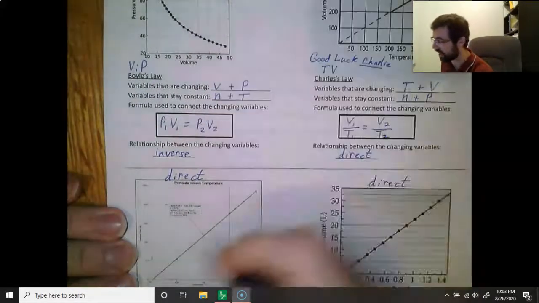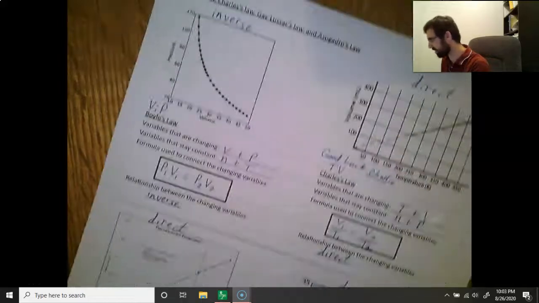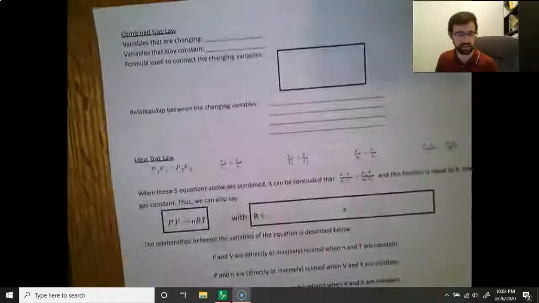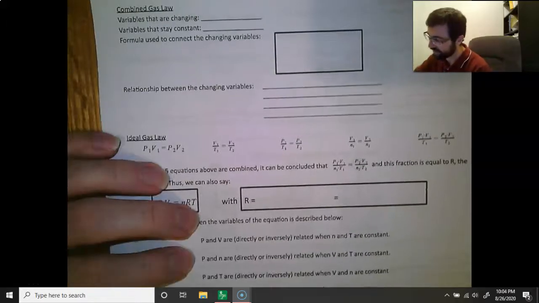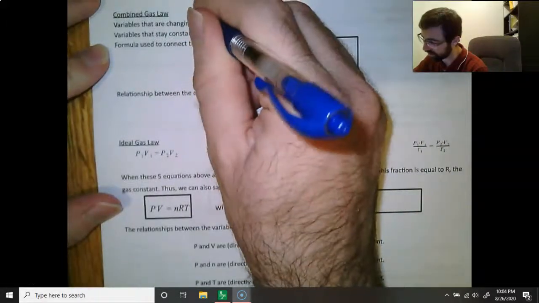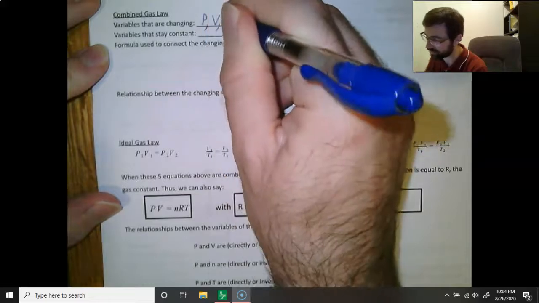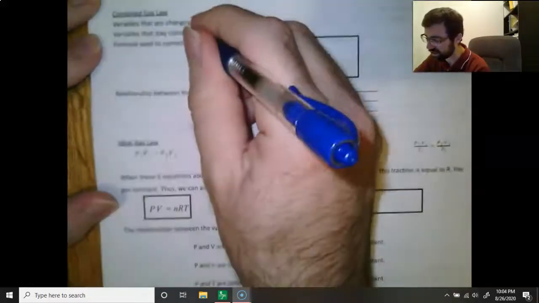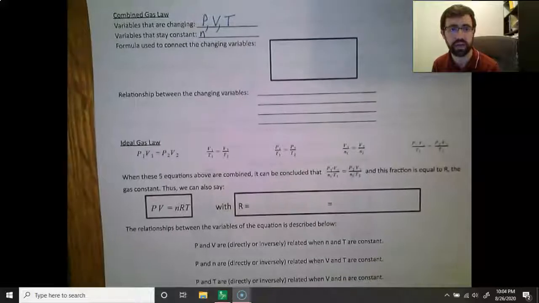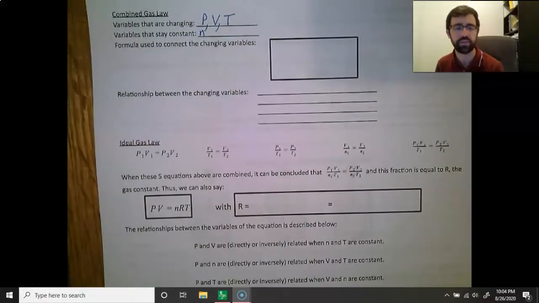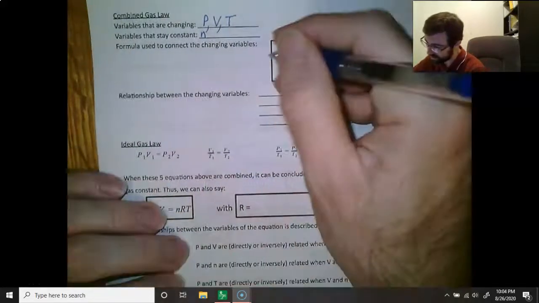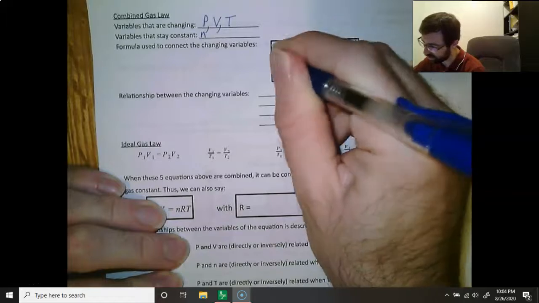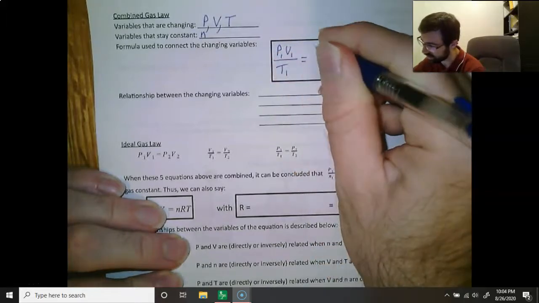These 3, we can combine them together in something that we call the combined gas law, and I think that's where we're going next. Yes, it is. All right. The combined gas law, the variables that are changing are pressure, volume, and temperature. Variable that stays constant, usually we leave moles alone when we're doing a combined gas law problem. There is a version of it that includes moles, but usually moles don't change.